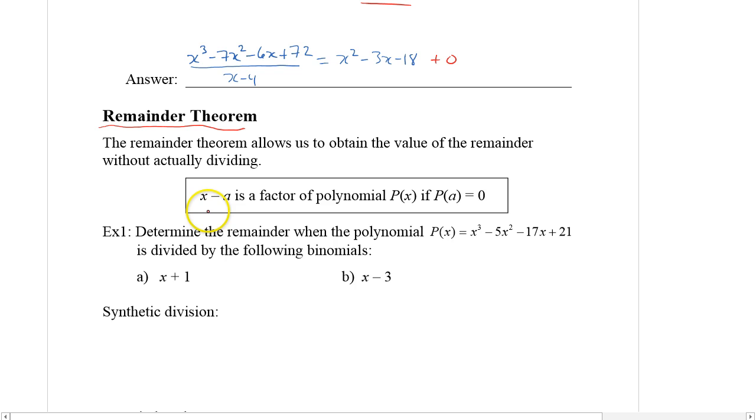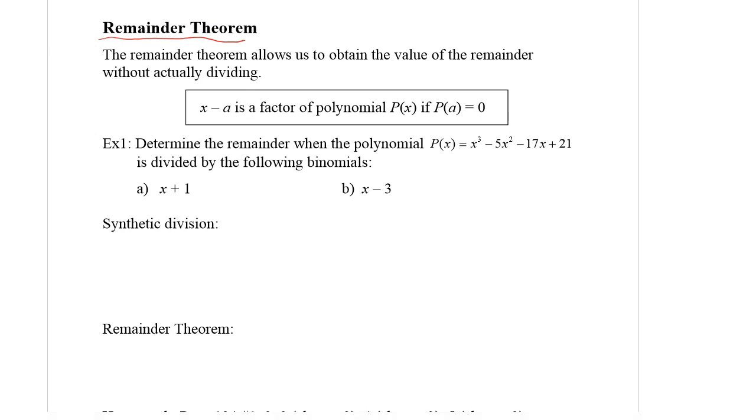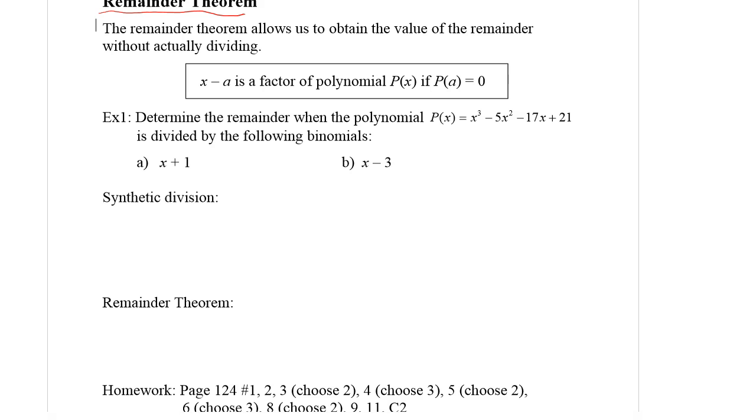So here is how it works. x minus a is a factor of a polynomial if p of a is equal to 0. In other words, if you put it in x minus a form, and you plug an a into the polynomial and you get a 0 as a result, you know that it is a factor. Let's try this out with a couple of examples. First we'll do it by synthetic division, and then we'll use the remainder theorem. Here is the polynomial we're going to use each time, with two examples, A and B.